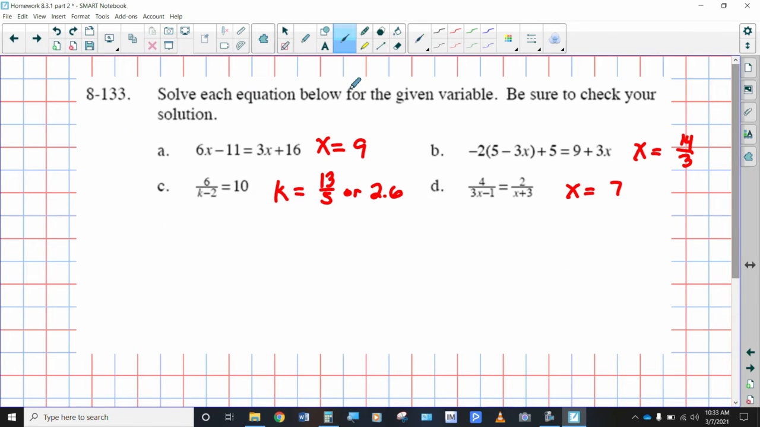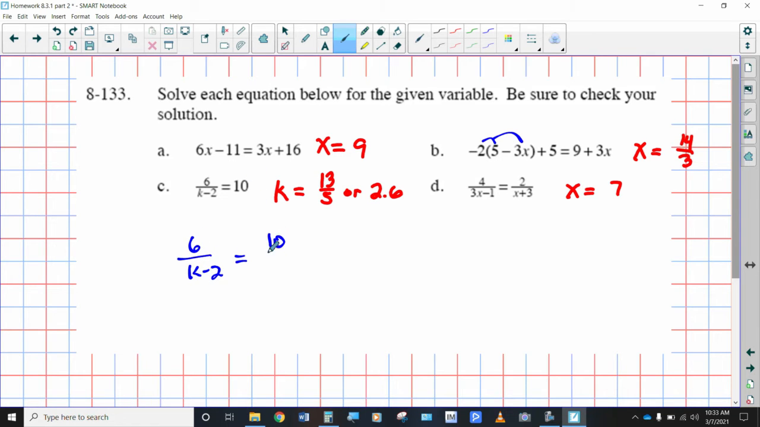All right, and then solve each equation below for the given variable. All of these are one variable equations, so that makes things a little bit easier. In this case, pretty straightforward: subtract 3 from each side, add 11 to each side, then divide by 3. This one is going to require some distributive property, combining like terms, then adding or removing balanced sets before you finish the process. This one looks kind of tricky, but let me show you how to do this.